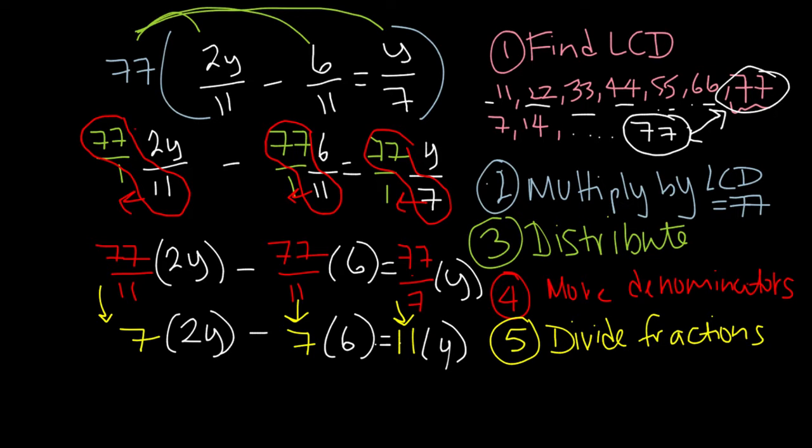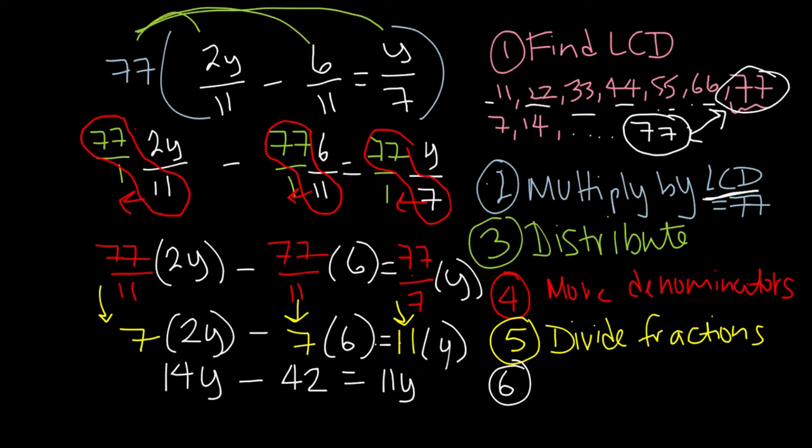So multiplying by the least common denominator, what that does is it ends up clearing the fractions out of the equation so that we have an easier equation to work with. The reason we choose the least common denominator, the least common multiple, is that that's the smallest number for which all the fractions are going to get cleared out. And now we have kind of a normal equation to solve. So 7 times 2y is 14y, minus 7 times 6 is 42, equals 11 times y, which is 11y.